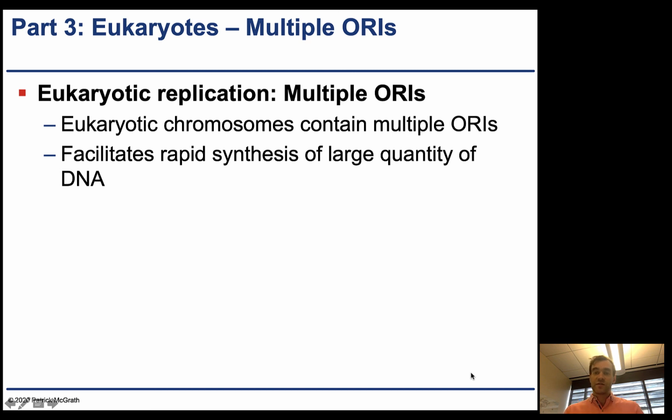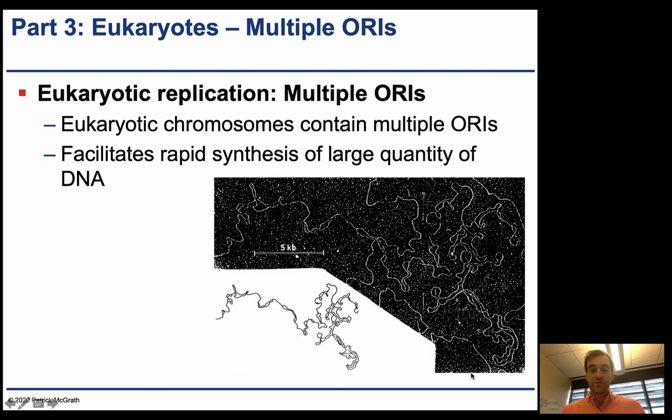So how do they deal with the challenge of replicating so much DNA? Instead of having a single origin of replication, so in the bacteria we started from one end of the circle and then we replicated to the point at the end, eukaryotic chromosomes contain multiple origins of replication. So a single chromosome, which is 180 megabases long, is initiating from multiple different spots within there. And that facilitates the rapid synthesis of a large quantity of DNA. Because it's synthesizing from so many points, you can actually synthesize it faster.